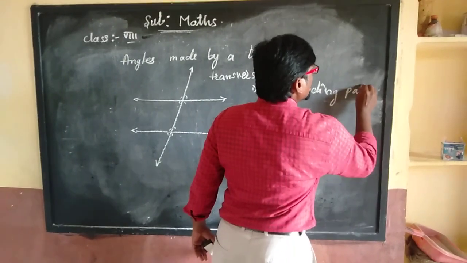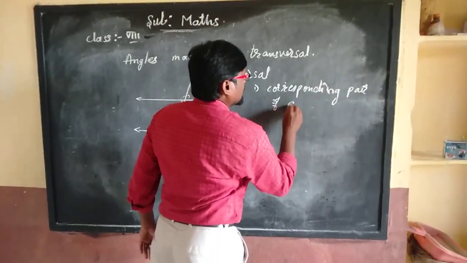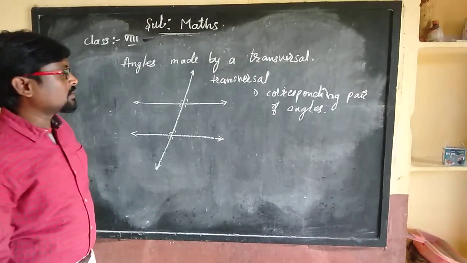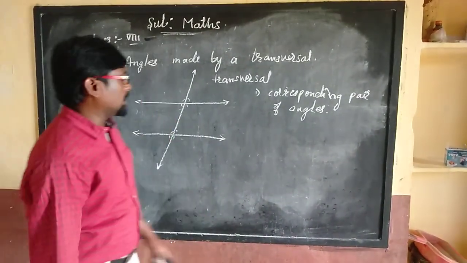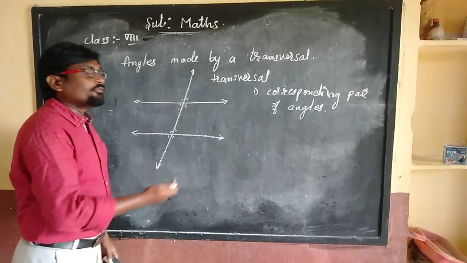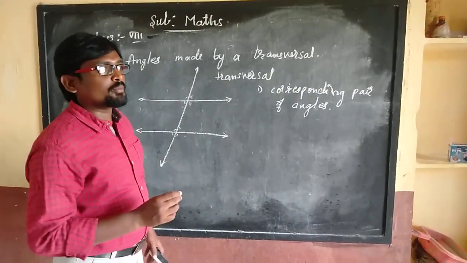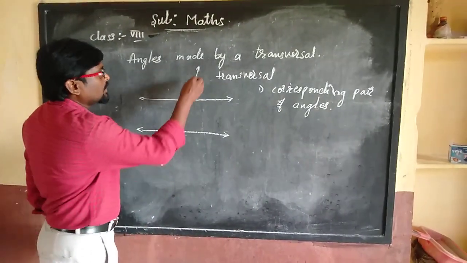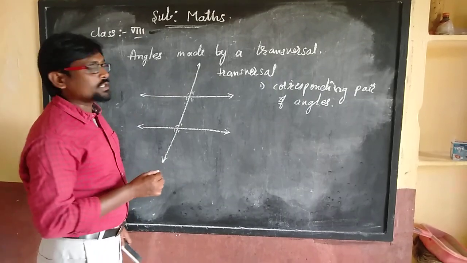corresponding pair of angles. What is a corresponding pair of angles? Let us see. The angles which are on the same side with the same measurement, such a type of angles are called the corresponding angles. For example, this is our transversal.